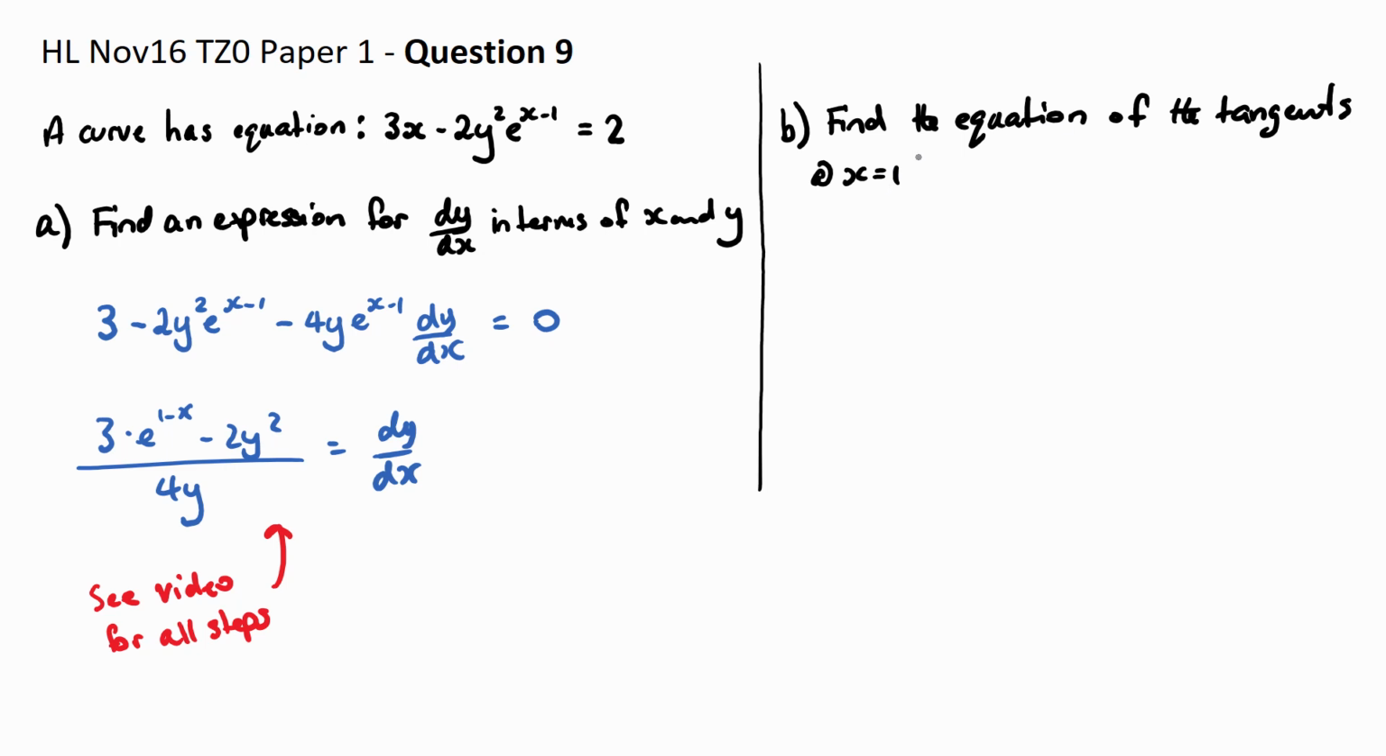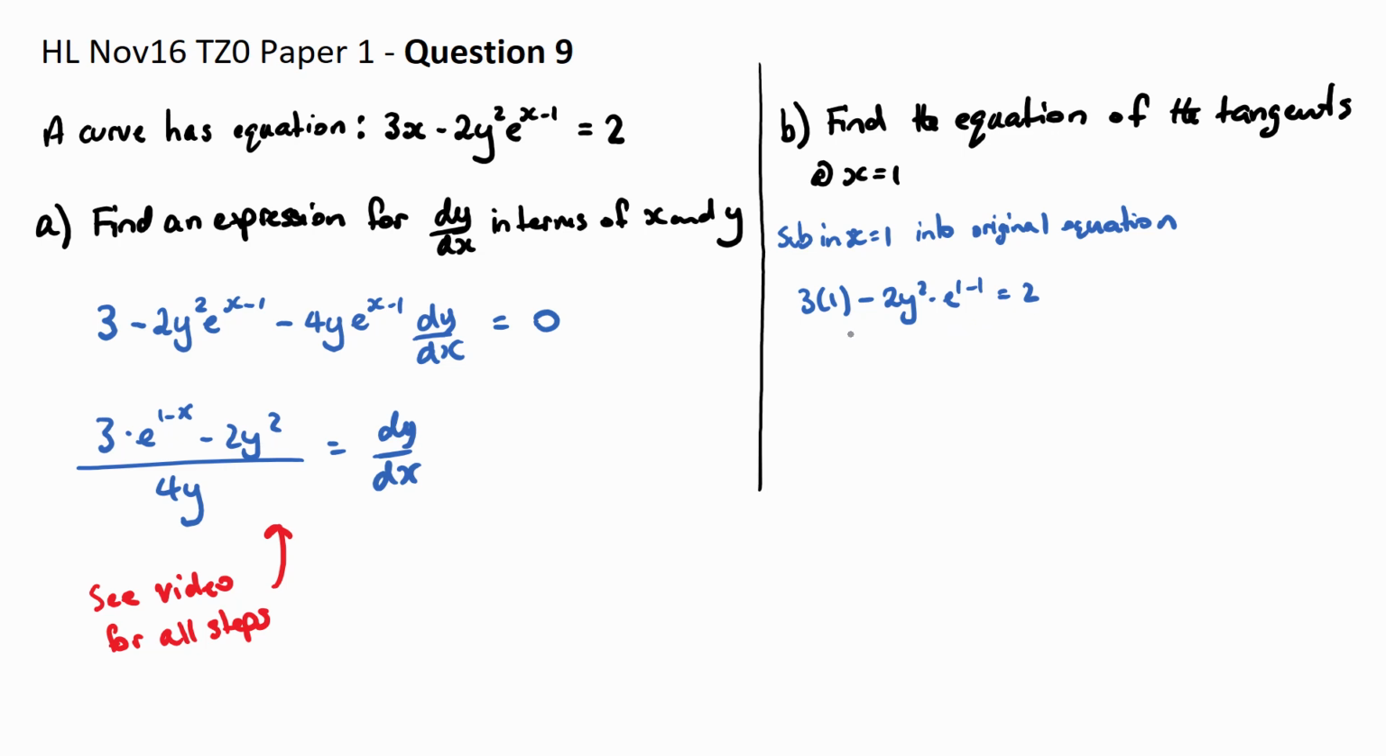Now the process of this is we want to sub in x equals 1 back into the original function to find what y would equal. So if we sub in x equals 1 into the original equation, we're going to get 3 times 1 minus 2y squared times e to the 1 minus 1 equals 2. And we want to solve for y here.